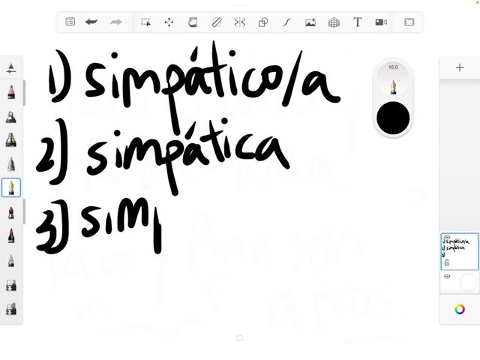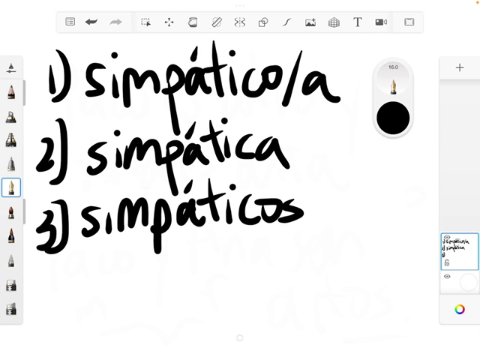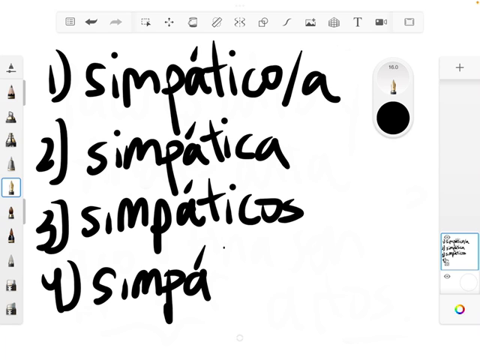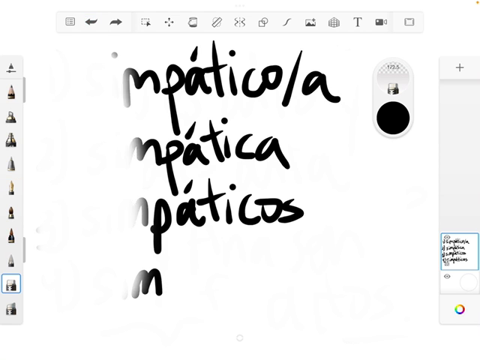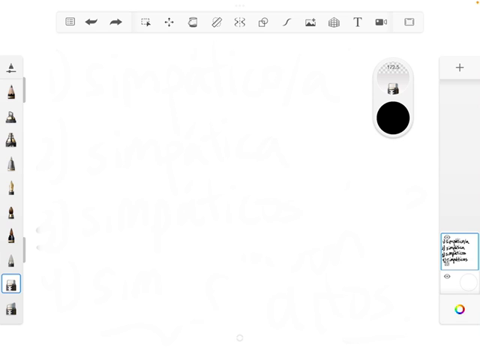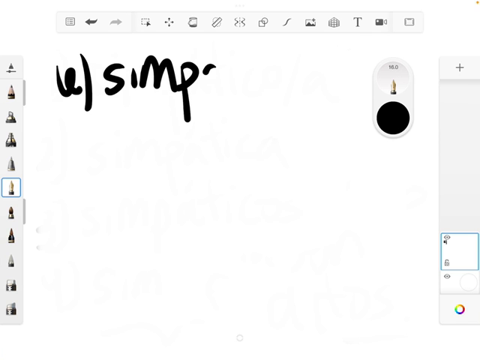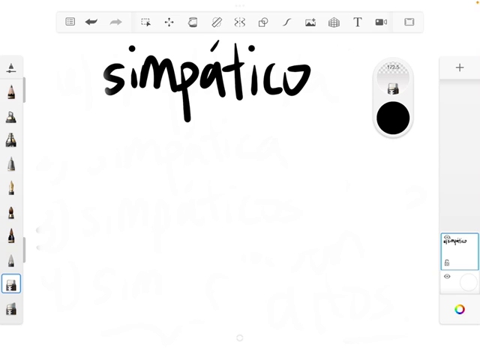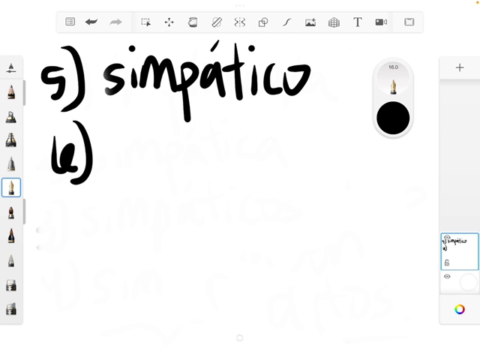Nosotros somos simpáticos. Valeria y Marta son simpáticas. Okay, y número 6. Diego es simpático. Okay. Oh, that's número 5. My apologies. Número 5. Okay. Número 6. Tomás y yo somos trabajadores.